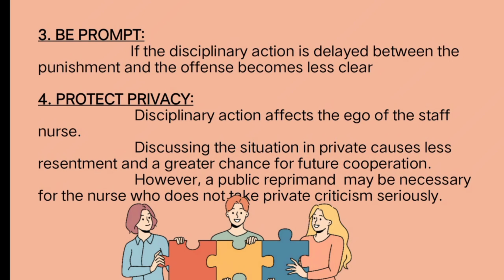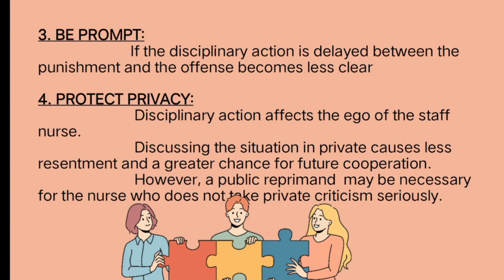And next is be prompt. You have to be very clear about whatever punishment you are going to give and what stories you are going to listen to from the employee. So we have to be very prompt. Next is protect the privacy. Whatever the reason is, whatever the fault is, we have to maintain the confidentiality and privacy of the employees regarding their shortcomings. That means you have to prevent criticism from the other employees.